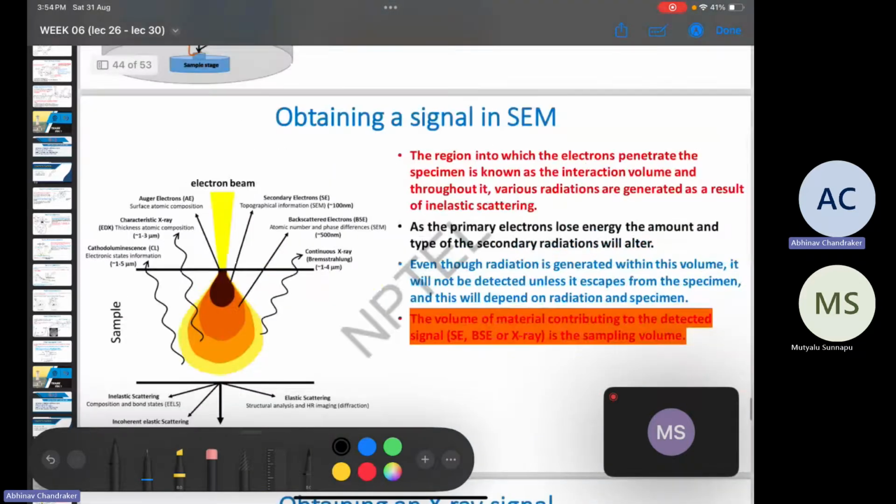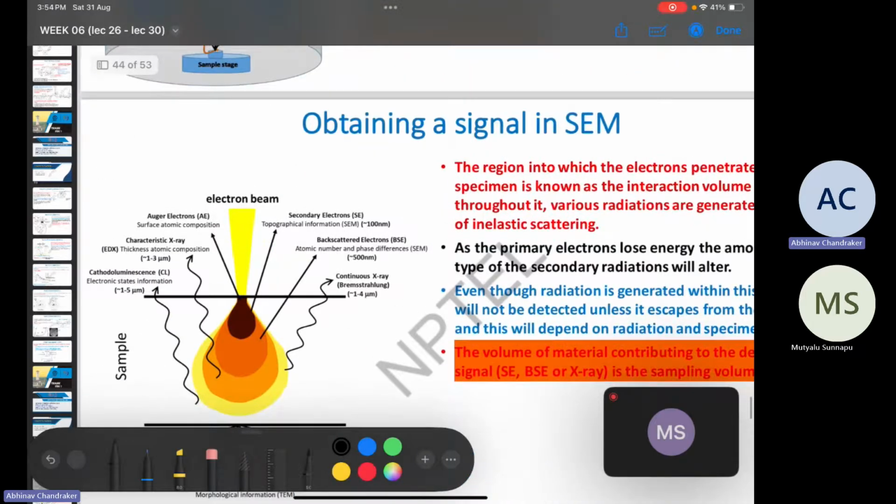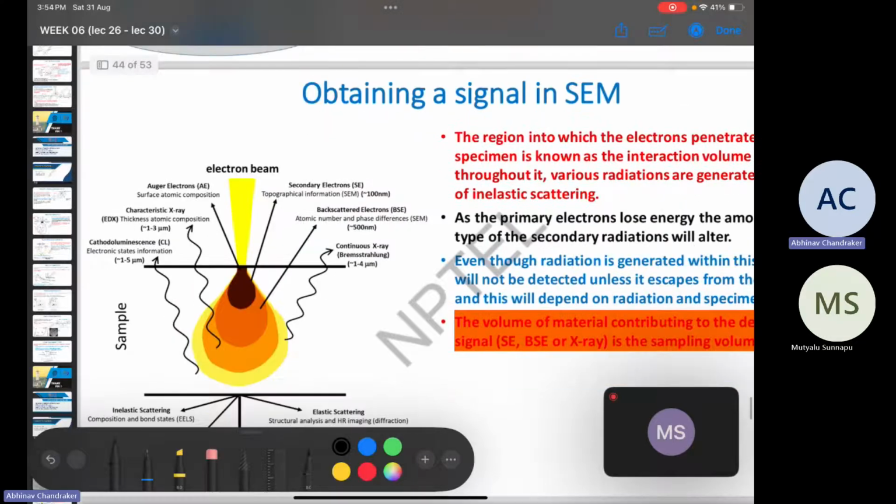So now we can look more closely at all the signals that are generated and detected in an SEM and where they come from. Auger electrons come from very near the surface. Secondary electrons are also from close to the surface. Then the BSEs are from within 500 nanometers. Those from deeper are usually not able to escape out of the surface. They get attenuated as they move in the sample.